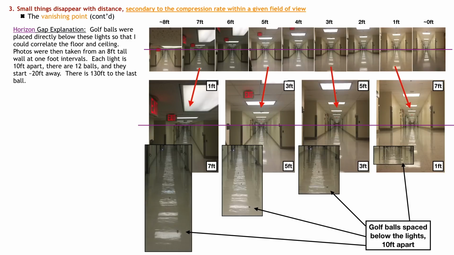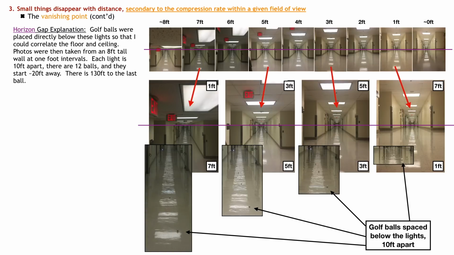And there are 12 balls total within this field of view, and I placed a light at the end of the last ball. The balls start 20 feet away. There is about 130 feet to the last ball within this frame. And I did pictures across the wall that was behind me at 1 foot intervals. It's an 8-foot wall, roughly 8 feet. And so I took pictures at the very top at 8 feet. I was just shy of it by maybe an inch or so, but I couldn't reach up this high. But it's almost to the top at 8 feet. Then I took one at 7 feet, 6 feet, 5, 4, 3, 2, 1, and down to 0 feet, which came out to roughly 1 centimeter off the ground.